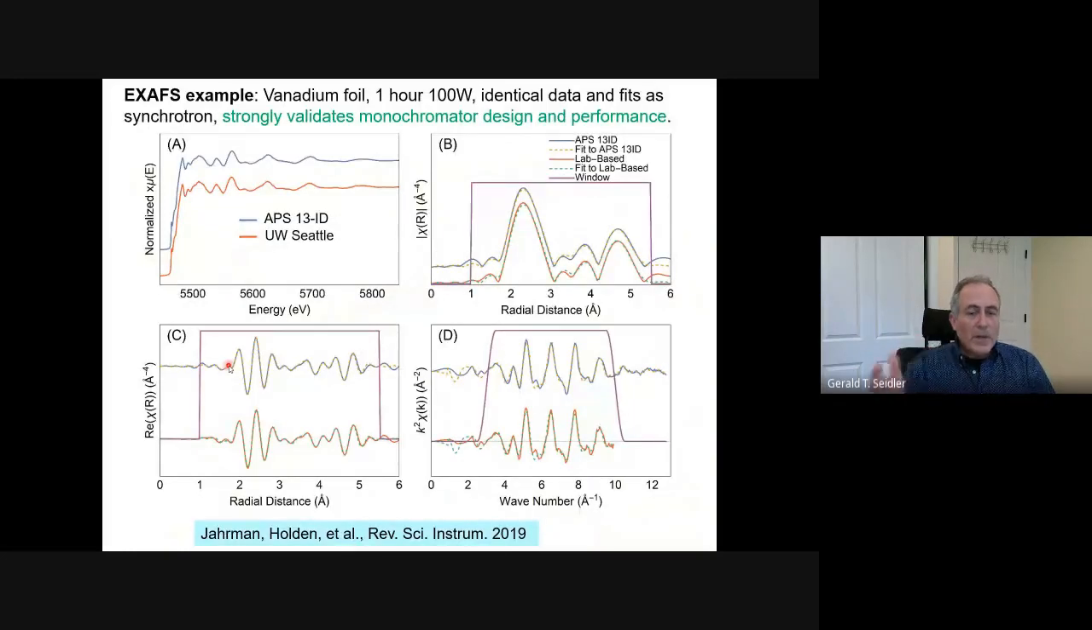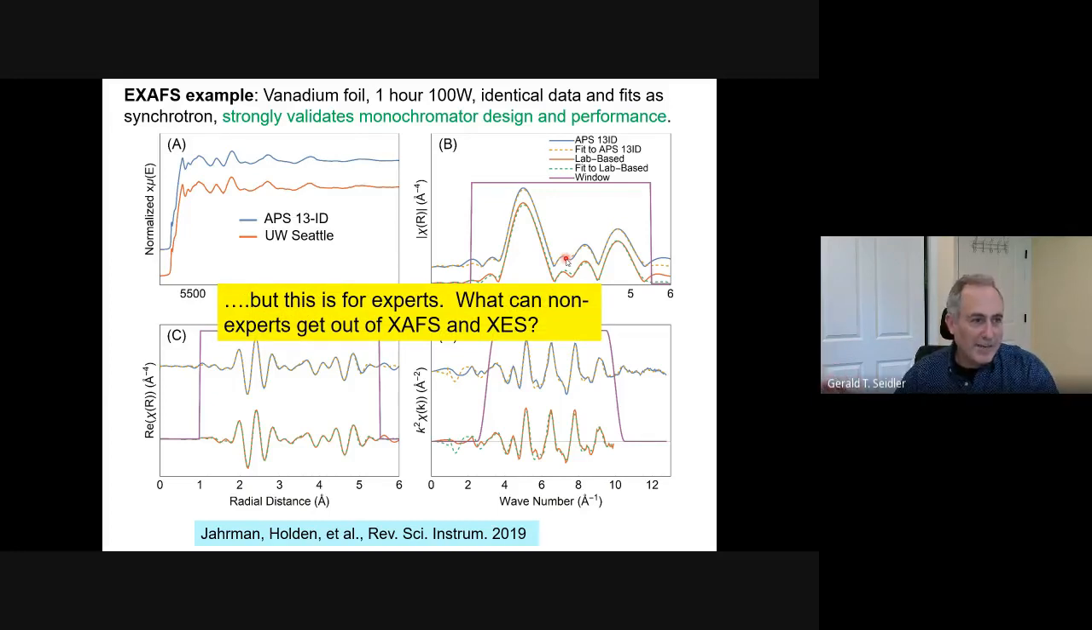Okay. This is for experts. These wiggles, they go on forever, and they agree between the lab and the synchrotron. And when you do this Fourier transform method to get the nearest neighbor distances, everything agrees between the synchrotron and the lab. But for you students to learn this technique, you usually go to a short course and have a professor who can help you. And it takes a while to get good at doing this kind of analysis, to be able to use it to analyze new systems. So I'm not going to talk about these huge wiggles anymore. I just want to know, what can non-experts quickly and easily get out of XAFS and XES?